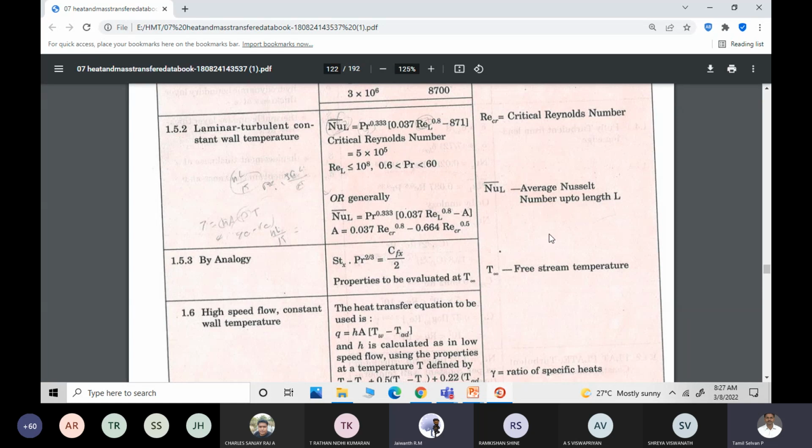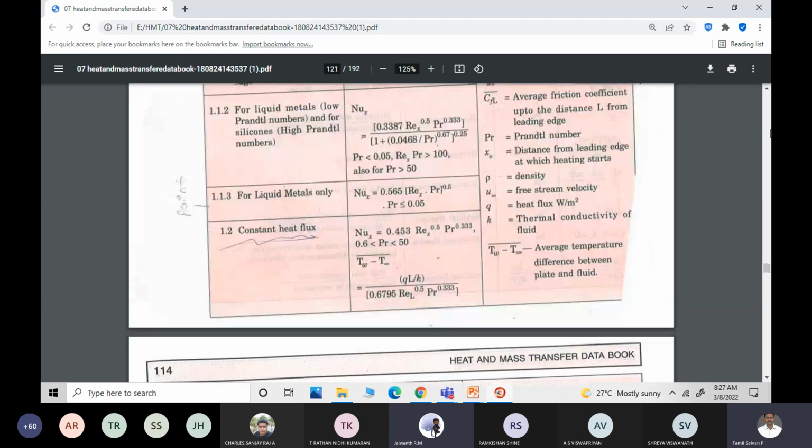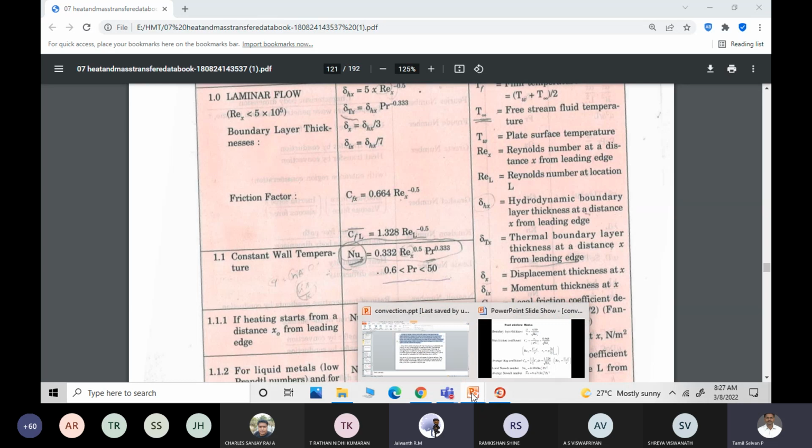The average Nusselt number is nothing but 2 times the local Nusselt number. That you should also know. I think usually it will be given here. In the textbook, you may see that the average Nusselt number is 2 times, so instead of 0.332, it will be 0.664. Like that, you are expected to find these things.